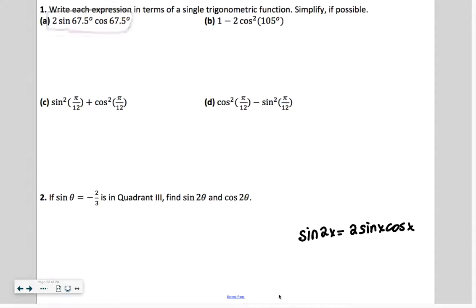All right, so what is it all equal to? It's equal to sine of what? Yeah, 2 times 67.5. And 2 times 67.5 is going to be what, 135? It's 135, right? Because 60 plus 60 is 120, and then 7.5 plus 7.5 is 15. So I think it works.